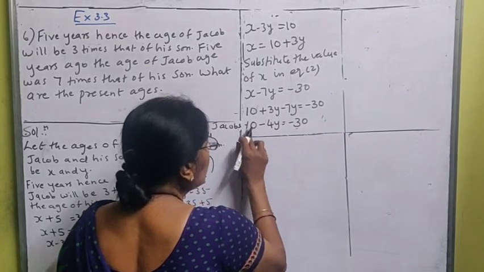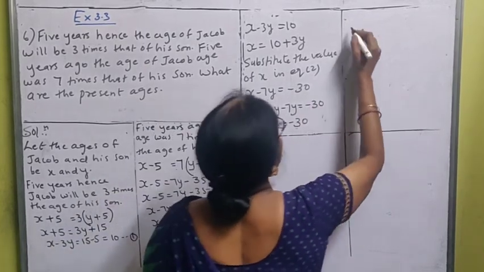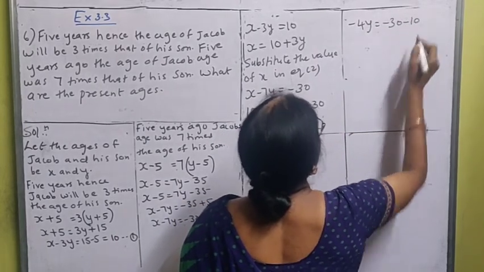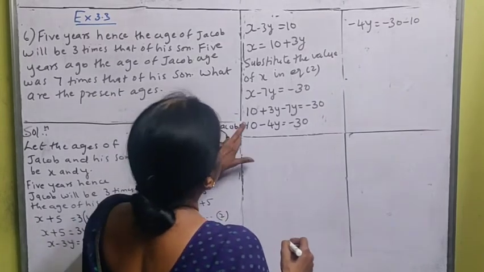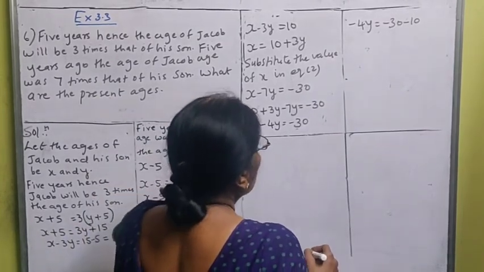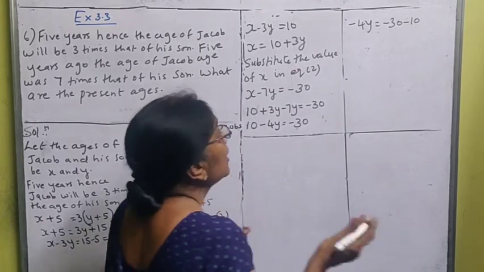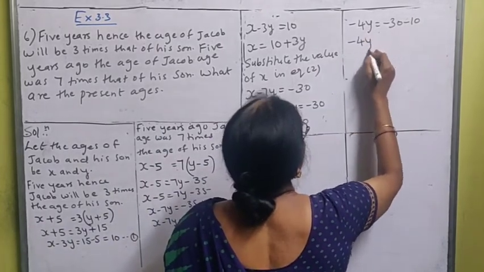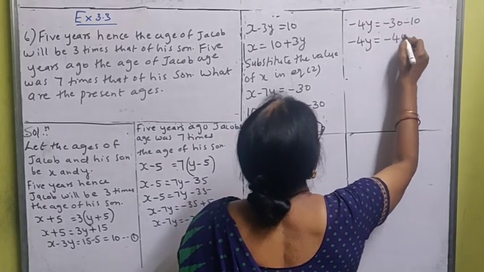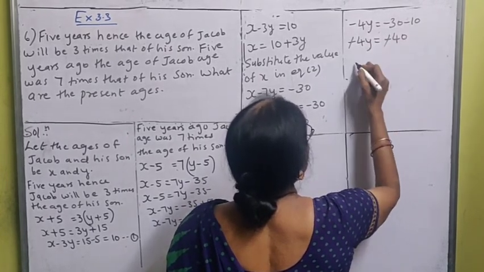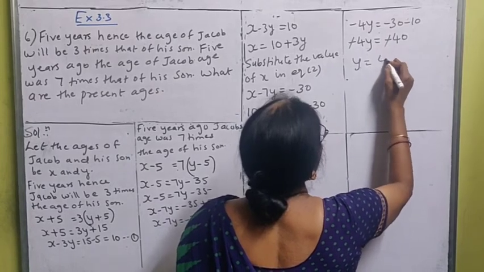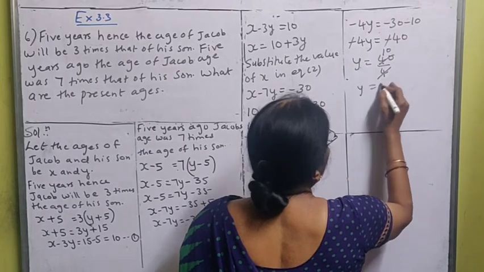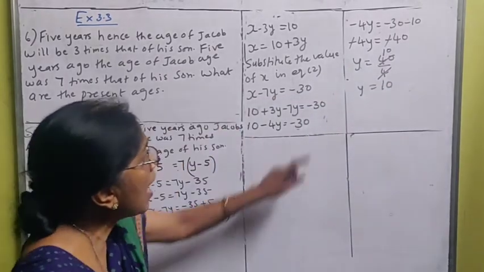So now what are you going to do? We are going to take 10 to the other side. So minus 4y is equal to minus 30 minus 10, because 10 is plus over here. Minus 30 minus 10: two negative numbers when added, you keep the negative sign. So minus 4y is equal to minus 40. The minus signs cancel, so y is equal to 40 by 4. 4 tens are 40. So y is equal to 10 you got.